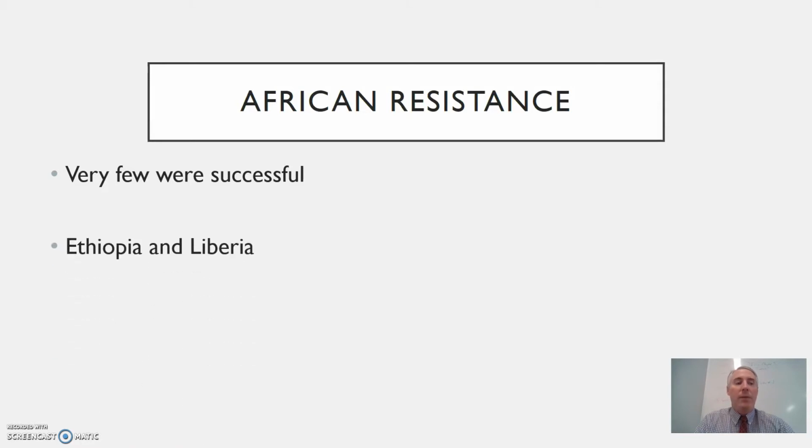Ethiopia and Liberia. Ethiopia managed to resist conquest by modernizing, plus it didn't have a ton in the way of natural resources, so it wasn't a big target. And Liberia, interestingly enough, this is where West Africa was spared because it was founded as a freed slave colony by the United States. You guys will learn a little bit more about that next year.